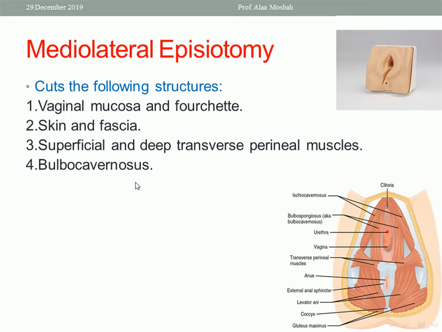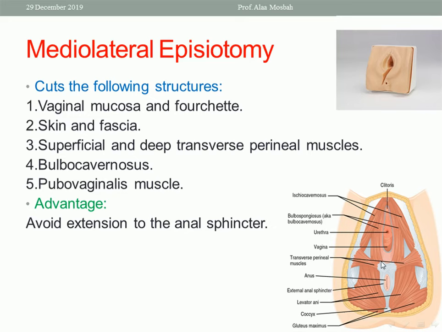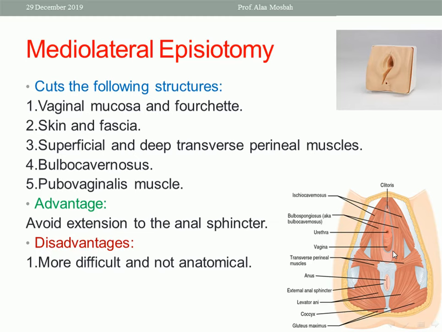Bulbocavernosus muscle here, and pubovaginalis muscle here. Advantage: avoid extension to the anal sphincter. Of course, we are cutting like that, away from the anal sphincter. Disadvantage: more difficult and not anatomical one, because it is away from the midline. More bleeding, more painful scar.